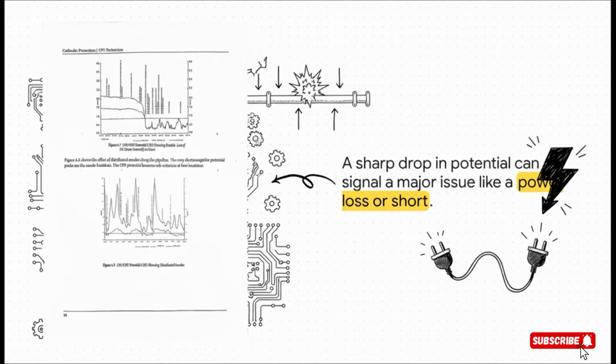But CIPS plots aren't just about finding small issues. They can be incredibly powerful diagnostic charts. I mean, just look at this. See that sudden, massive drop in the potential? That's not a tiny little corrosion spot. No way. That is a giant red flag that something major has gone wrong. We're talking a systemic failure, like a DC power source just completely died, or there's a huge electrical short somewhere.